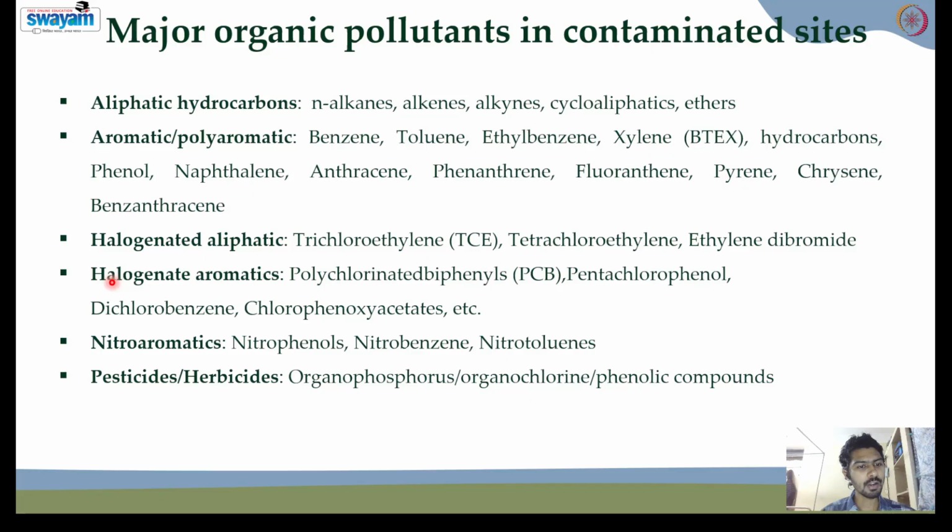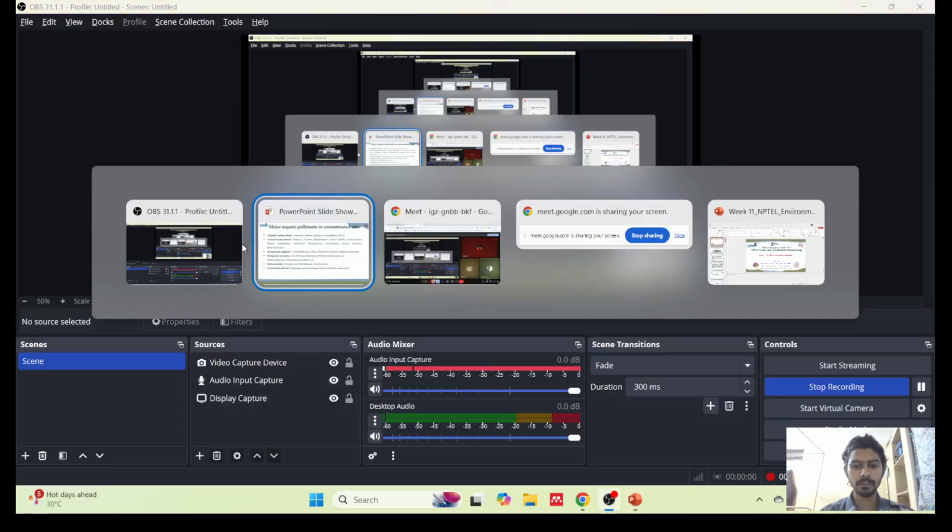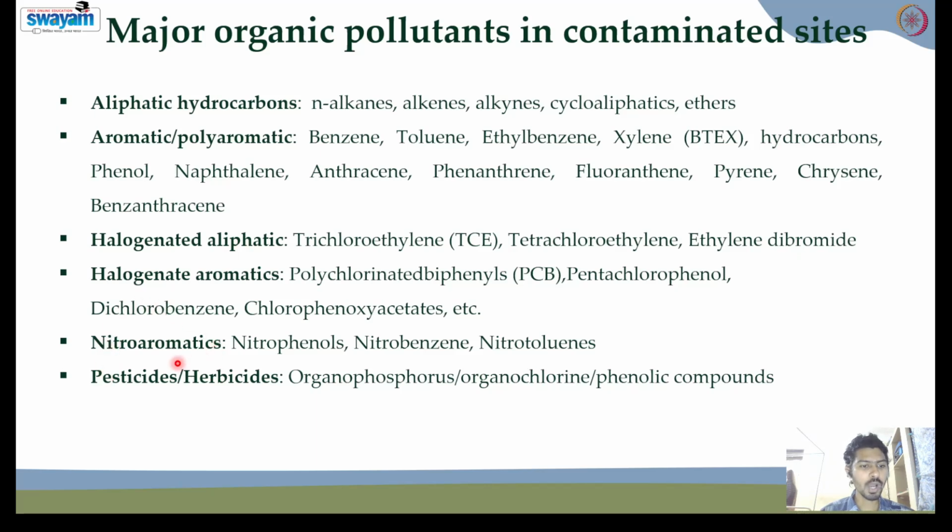Whereas halogenated aromatics represents nothing but aromatics with halogen atoms. Examples: polychlorinated biphenyls, pentachlorophenol, dichlorobenzene, chlorophenoxylates. So these are all some of the examples for halogenated aromatics. Then nitroaromatics, which is nothing but an aromatic ring with a nitro group. For example, nitrophenol, nitrobenzene, and nitrotoluene. These are all some of the examples which contain nitro as their functional group.